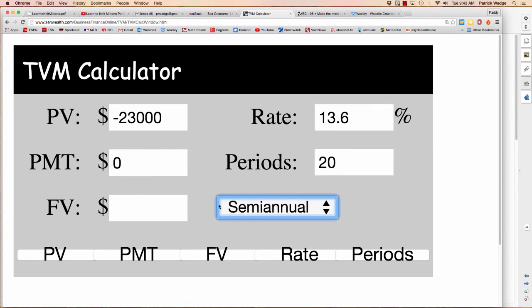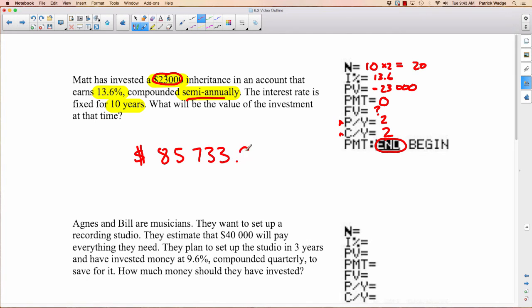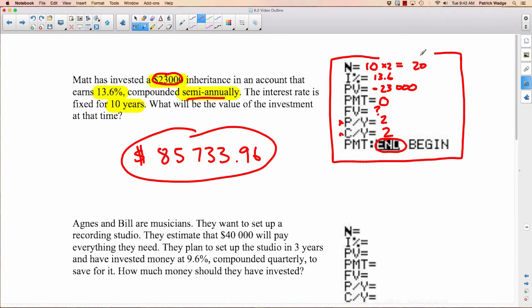So there you go. Now I want to know the future value, so you go down here and you click future value, and I get $85,733.96, and that's it. So I go back here and I just put the answer and I'm finished. $85,733.96. Please note, on a quiz or test, you would need to include this information as well to get full marks. Okay, but you're going to be able to use your TVM solvers, so that's good news.